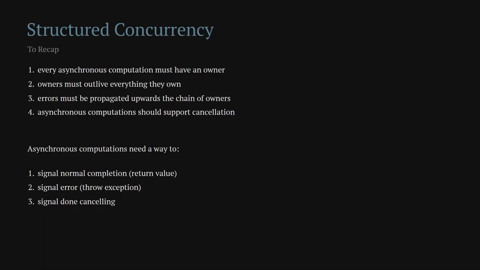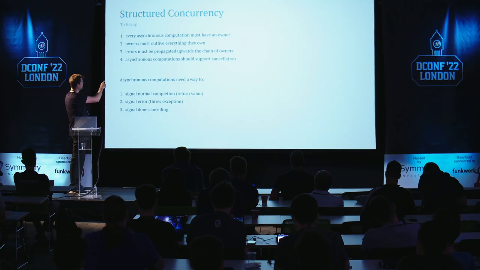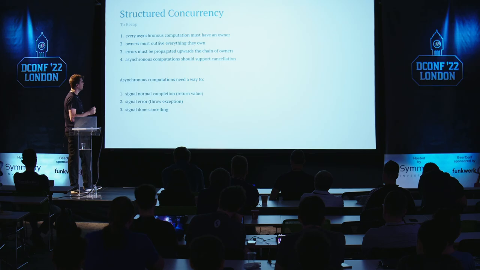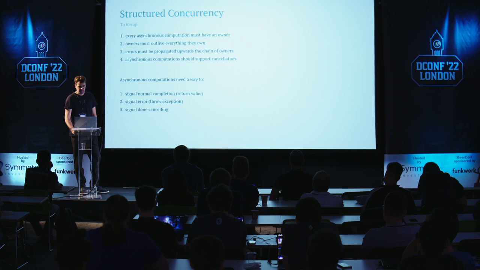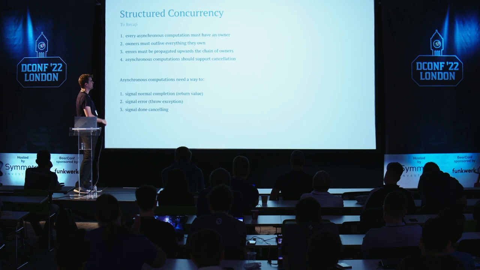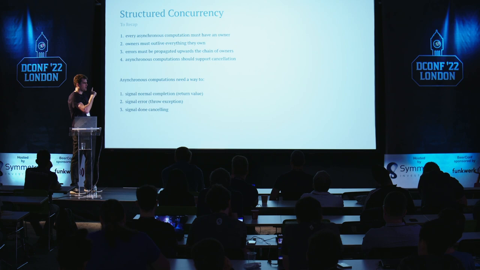So to recap, every asynchronous computation must have an owner, must outlive everything they own. Errors must be propagated upwards, and the computation should support cancellation. Should support cancellation. But the other ones have must. That one is should. They don't all need to support cancellation, but they probably should. It's probably better. And asynchronous computations, they need a way to signal return value, right, the normal completion. An error if there's an exception, and also cancellation, or that they're done with cancellation. These are a bit of the informal rules of structured concurrency, as I phrase them. It's kind of interesting that none of the APIs that we have follow them all. In fact, I would say that all of them break everything.